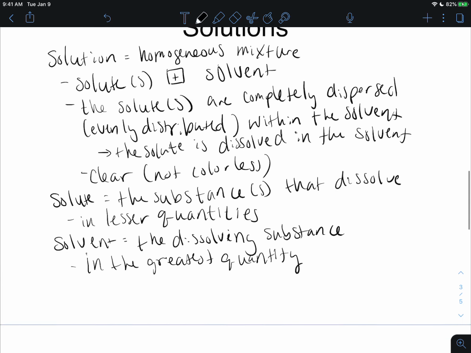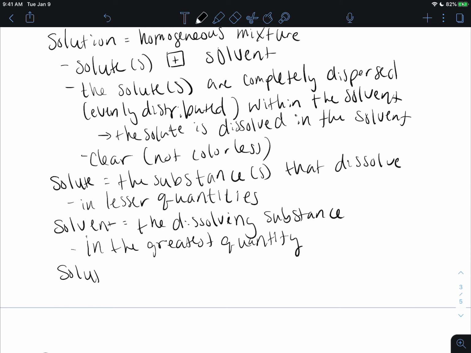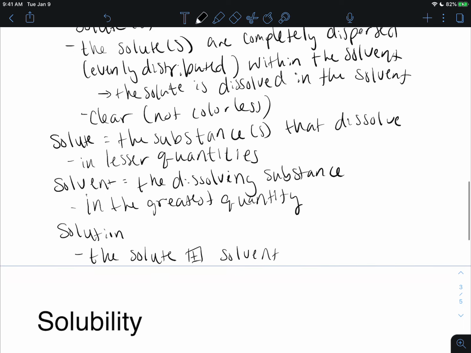Okay, and then if we are talking about a solution, this is everything all together. The solute plus the solvent. So if we have something like salt water, the salt would be the solute, the water would be the solvent, the salt water would be the solution. Tea: we would have sugar as our solute, water as our solvent, and then the solution itself would be the tea or the sugar water, as it is in the South.